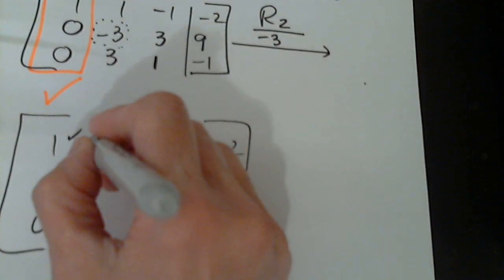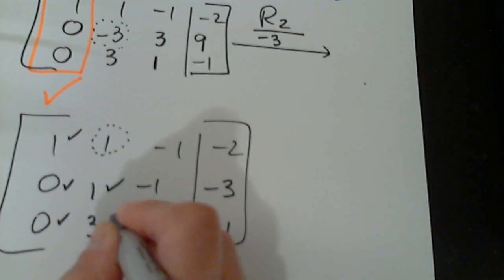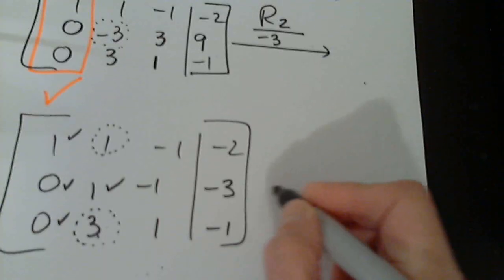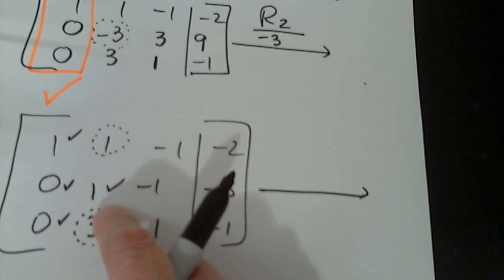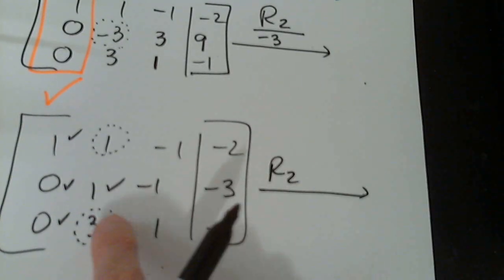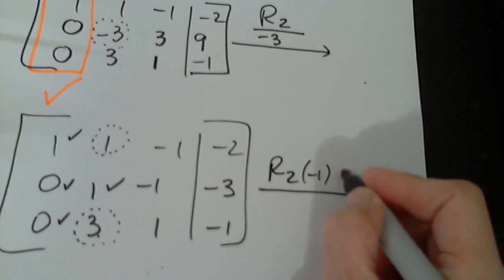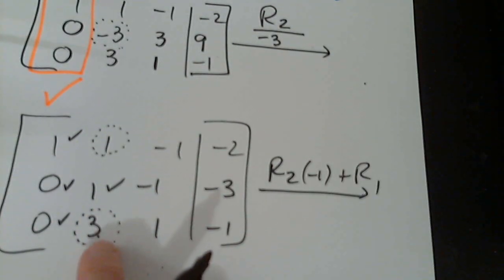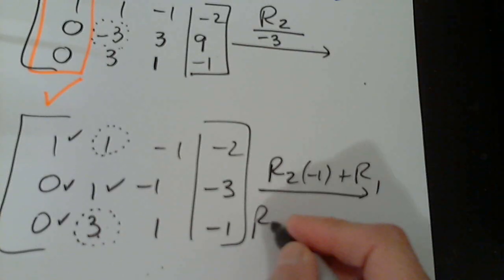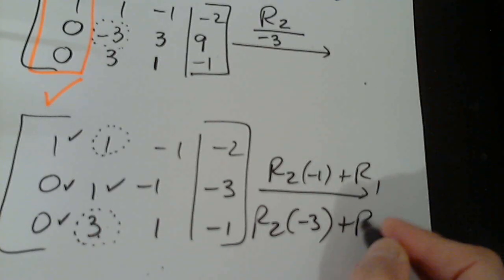Now I want a 0 here, and I want a 0 here. Of course, I'm going to use row 2, multiply it by negative 1, and add it to row 1, and multiply by -3 and add it to row 3.